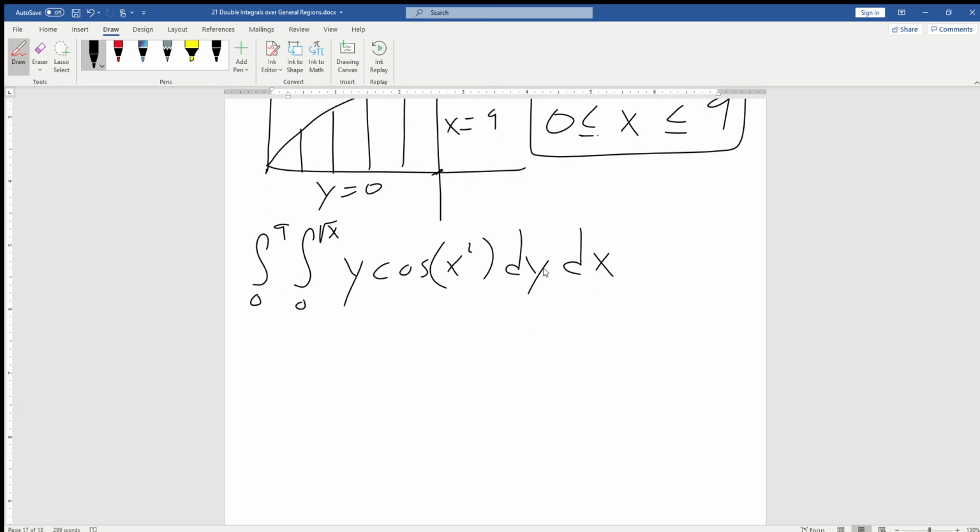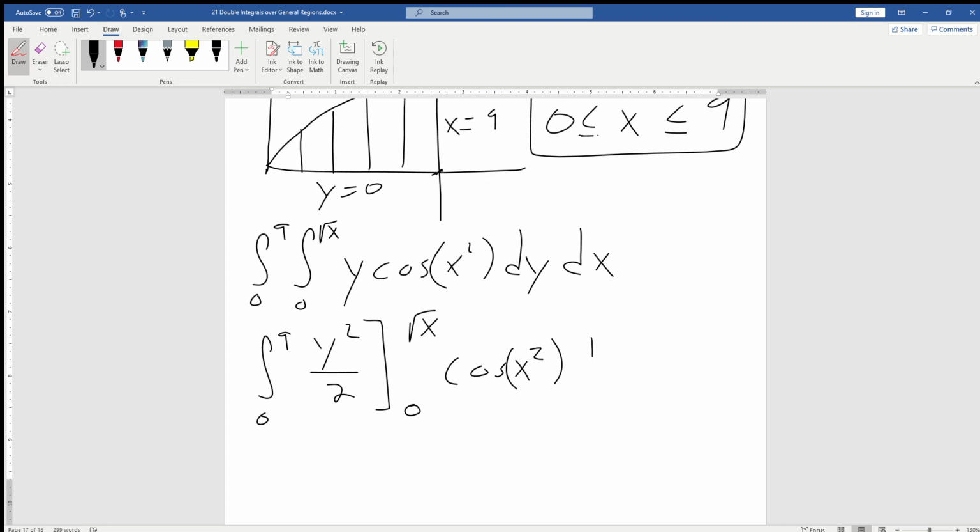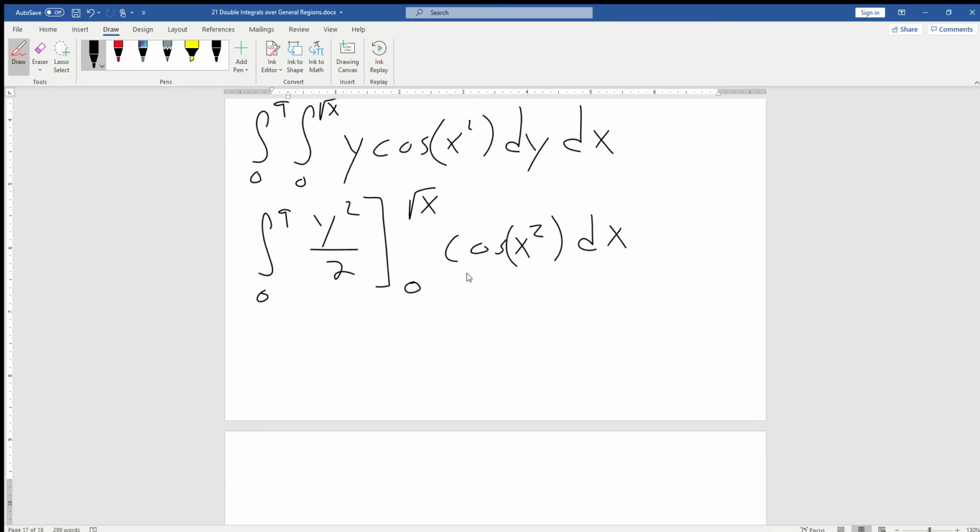At this point, we evaluate y, keeping cos x squared a constant. This is very easy at this point because y has nothing else along with it. So we're going to get the integral from 0 to 9 of y squared over 2, ranging from 0 to root x, cos x squared. We still have that dx on the outside. We still have that cos x squared, but it's not that big of a deal. We're going to substitute root x and 0.